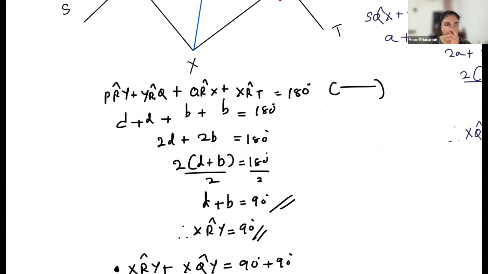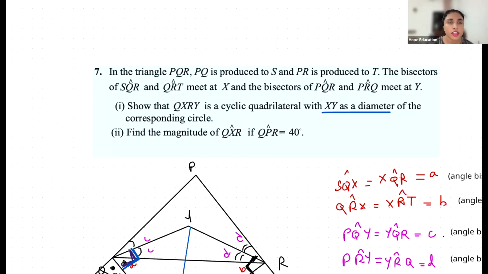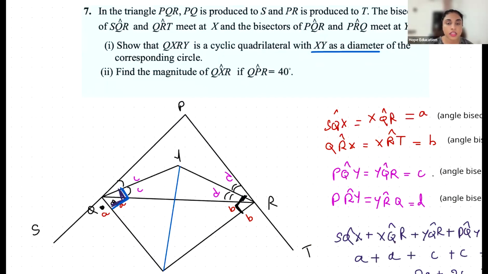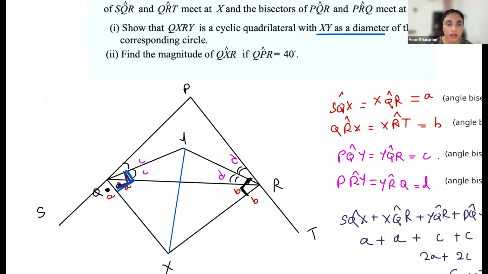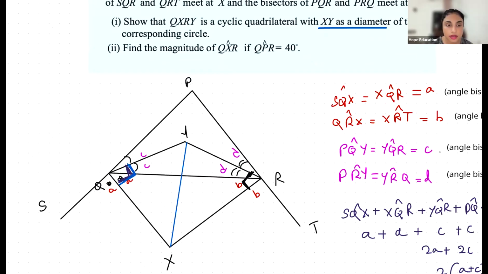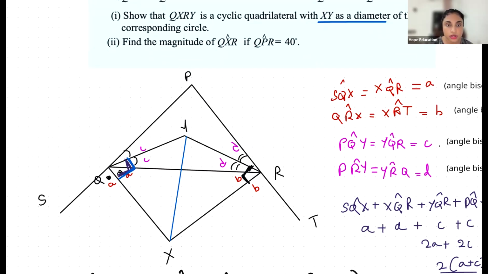The second Roman number: show the magnitude of QXR. I will use pink color, the orange. We need to find the magnitude of QXR. If QPR is 40 degrees, how do we do this? QPR is 40 degrees and we need to find QXR.